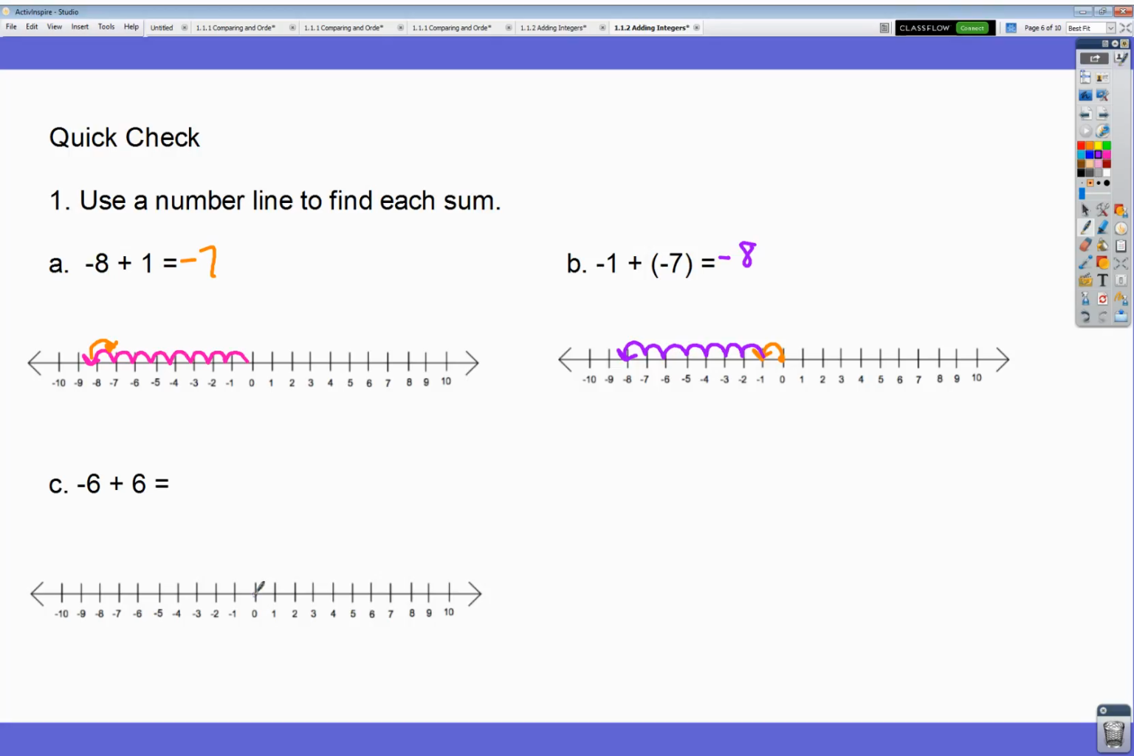Last example, you may have recognized these numbers as opposites. We're going to start at 0. We go 6 to the left, 1, 2, 3, 4, 5, 6. And then we turn around and we go to the right 6 units, 1, 2, 3, 4, 5, 6, which of course ends up at 0. And you might remember from the last lesson that the sum of opposites is always going to be 0.